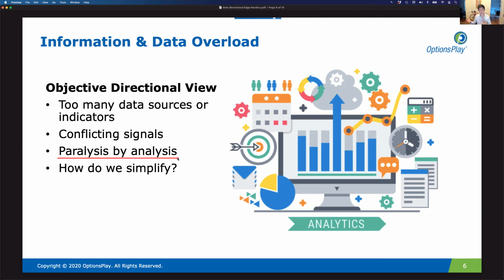Now, if any of you can relate to this, please type 1 into the chat window, if sometimes you find yourself having access to too much information where different things are giving you different signals and you're not quite sure what your directional view is.